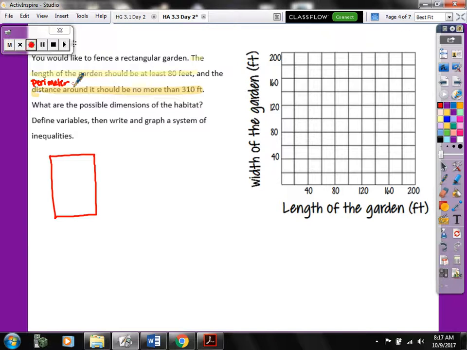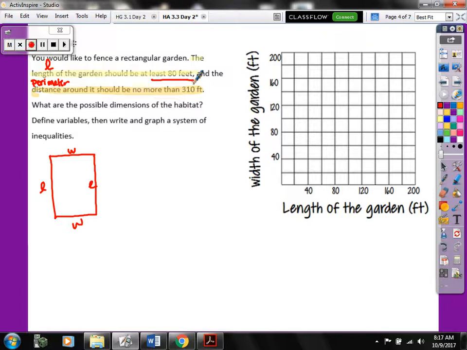So we know that there are two variables in a rectangle. There's the length and the width, and we know that they happen to match up because the rectangle has opposite sides that are congruent. Now it's up to you whether you want to use L as the variable that we're going to graph, or if you want to use X and Y. It doesn't really matter as long as it's an unknown. I think I'm going to use L. So the length, which would be L, needs to be at least 80.